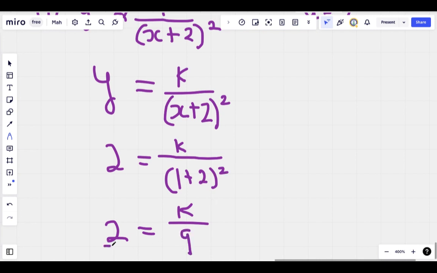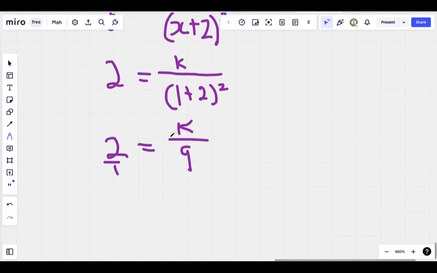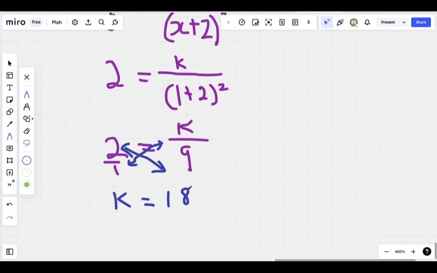So remember, this is 2 over 1. So if we cross multiply, 2 will multiply 9, and then k will be multiplied by 1. So k times 1, we get k. 2 times 9 will be equal to 18. So this is the value of k.